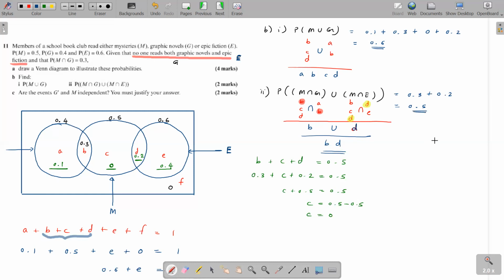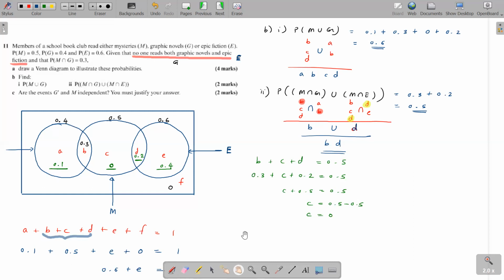Okay, so this is the answer. I hope this is clear with everyone. All right, so we'll move to the next part.